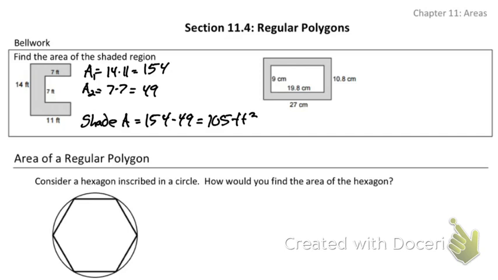105 feet squared. Most of us got it right. There were 2 that got it wrong, so make sure you know how to do that. That's important that you know how to do this one.